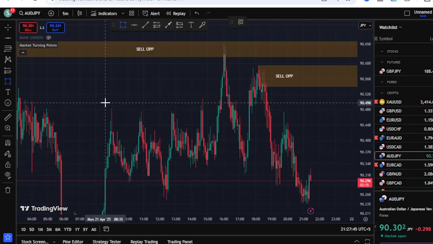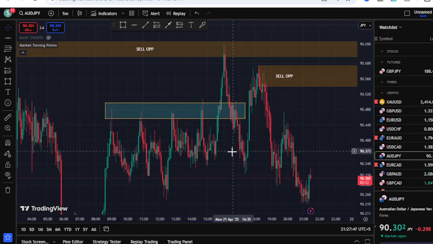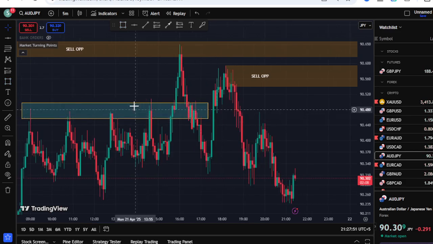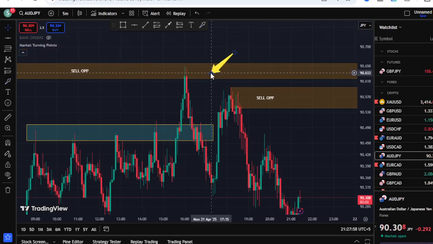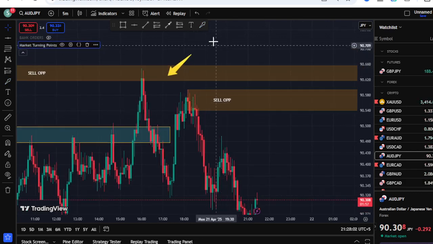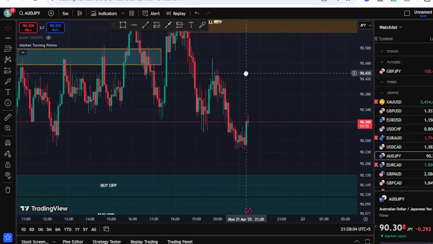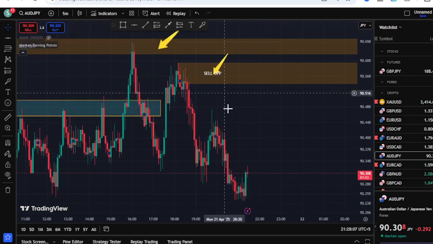We didn't receive any signal from the indicator when the market was making a liquidity pool. Yes, they basically broke up, ate the stop losses, and look how smart the Market Turning Points was. It provided a proper liquidity level here, and now you can see the price was rejected. Again, it has created another sell opportunity here. Look at this, the price is down now.